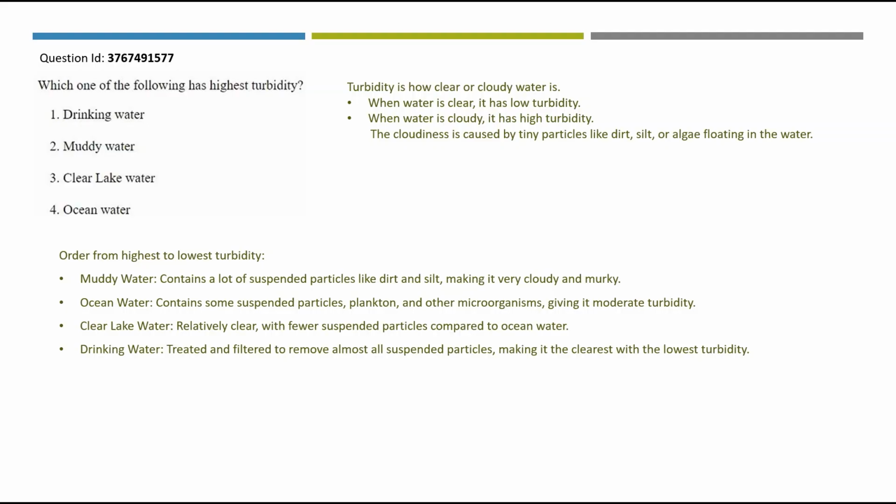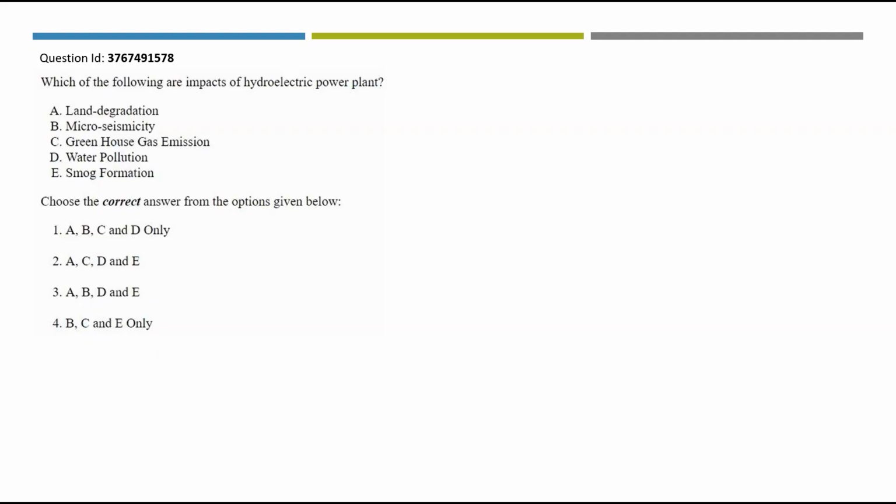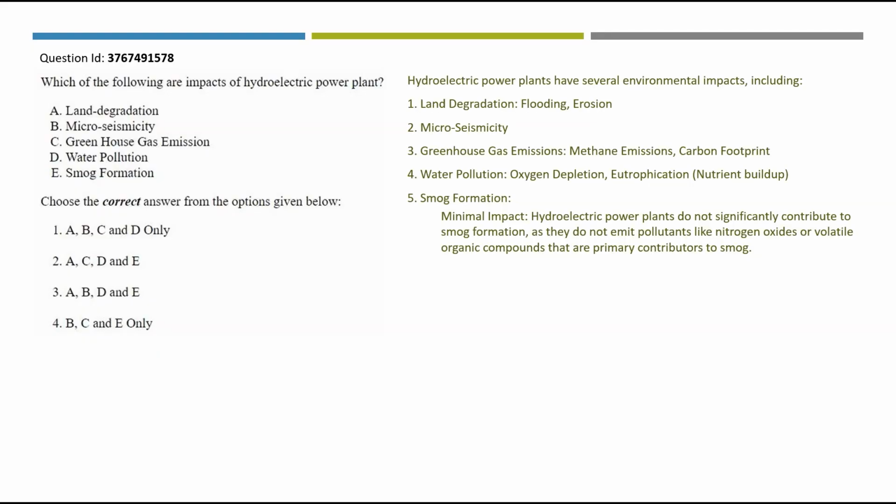turbidity. So which of the options has the highest turbidity? It's option 2, muddy water. Option 2 will be the right answer. And I have given you the order from highest to lowest turbidity. Next question. Which of the following are impacts of hydroelectric power plant?